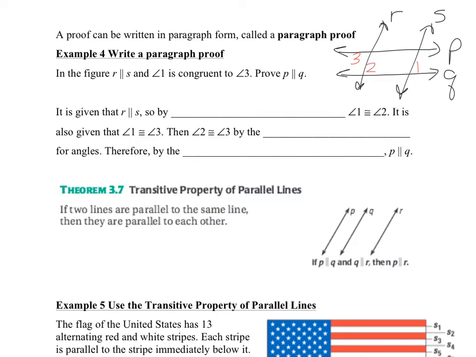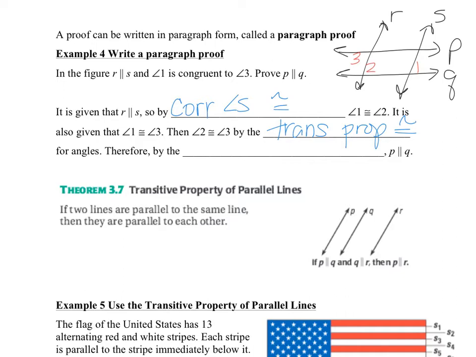So by what theorem could we say 1 is congruent to 2? Well, that would be the corresponding angles are congruent. It is also given that 1 is congruent to 3. Okay, that's in my given statement. Then 2 is congruent to 3 by, we needed those two prior statements, transitive property for angles.